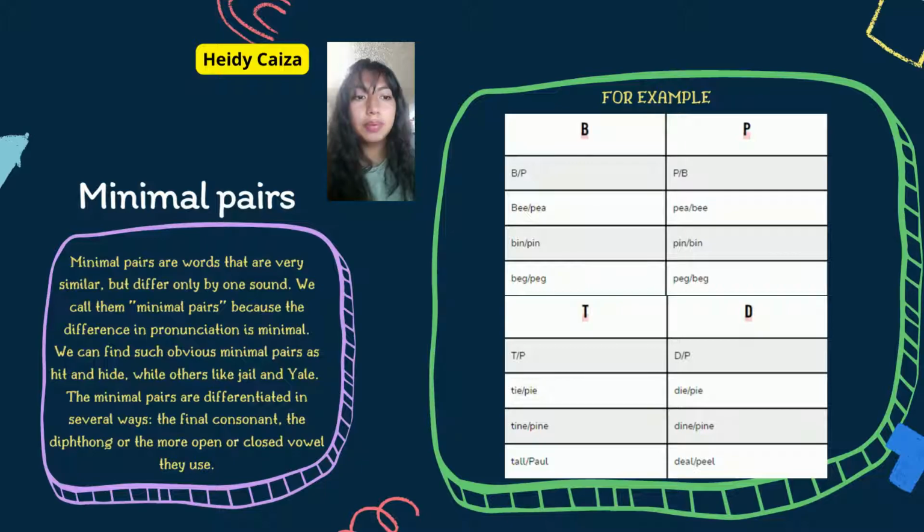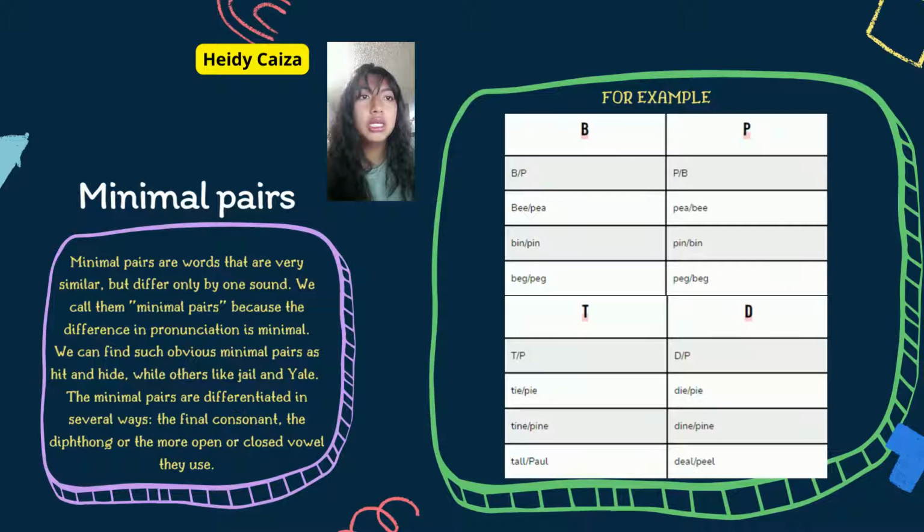I talked about the theme of minimal pairs. Minimal pairs are words that are very similar but differ only by one sound. We can identify minimal pairs because the difference in pronunciation is minimal. We can find such obvious minimal pairs as height and heat, while others like jar and jet. The minimal pairs are different in several ways.